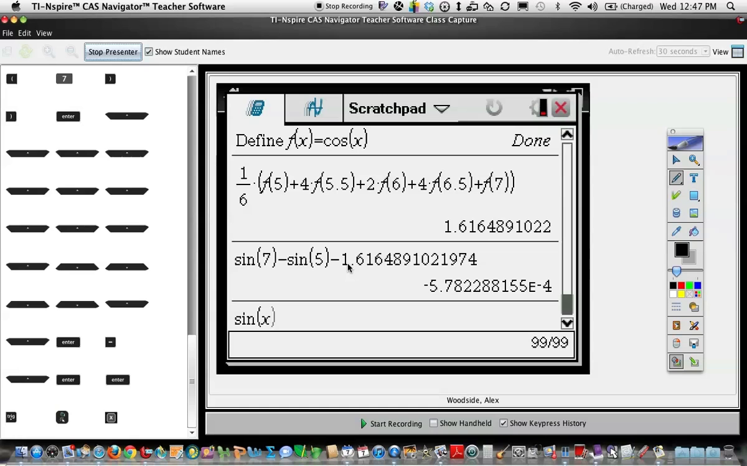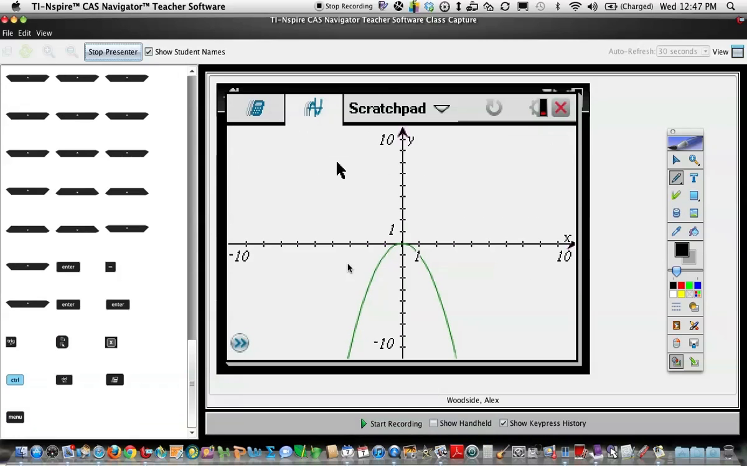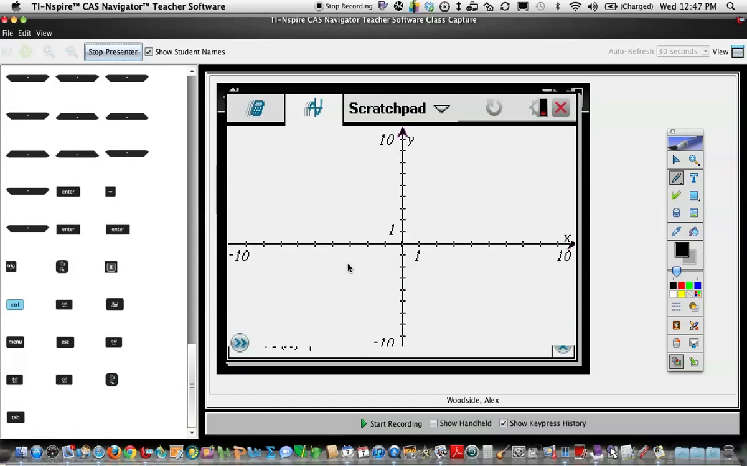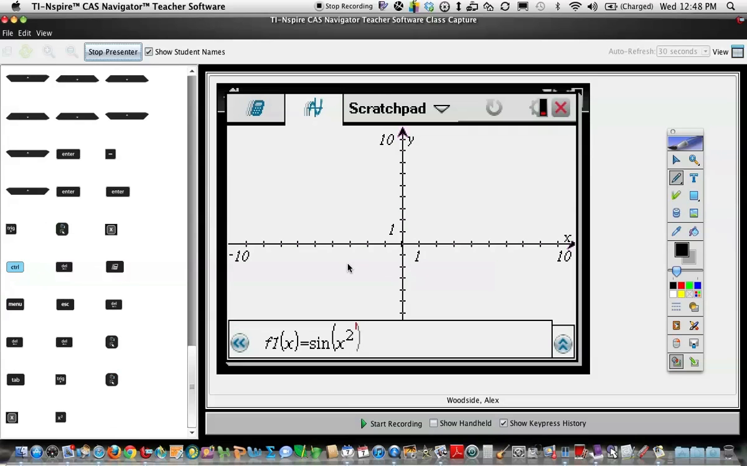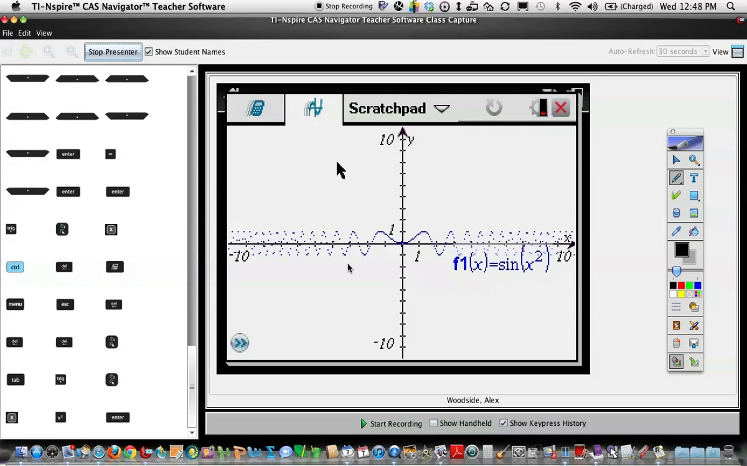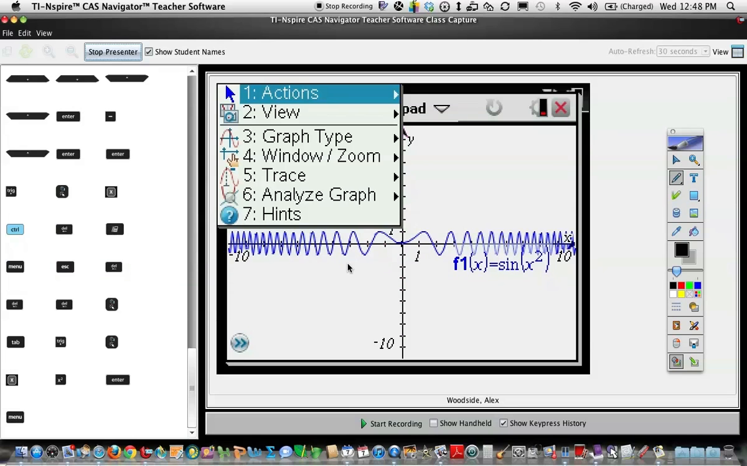How many times do I have to say calculator screen when I really mean graph screen? Go to your graph screen. And for f1 of x, let's put sine of x squared. Sorry. Sine of x squared. And now, didn't we do something with Zoom Fit yesterday? No. Zoom Fit doesn't sound familiar?